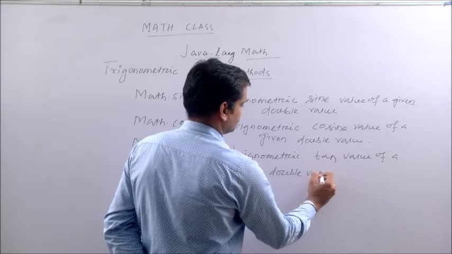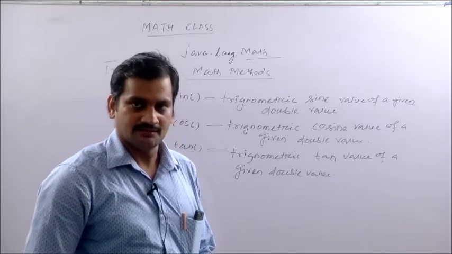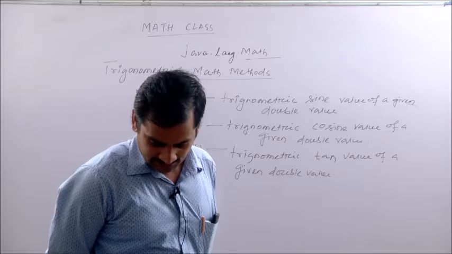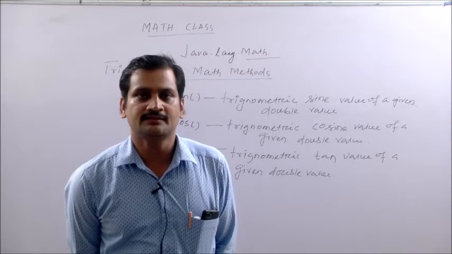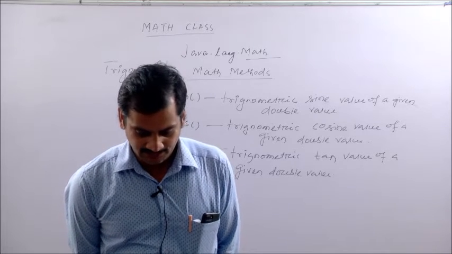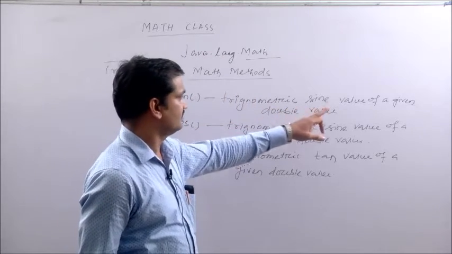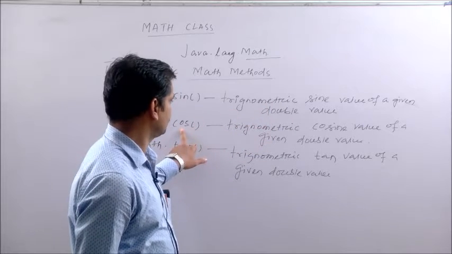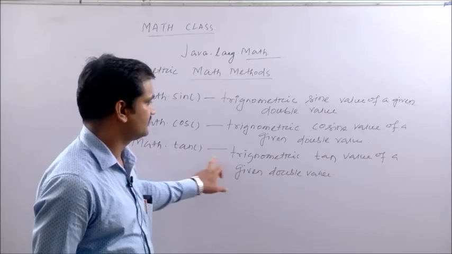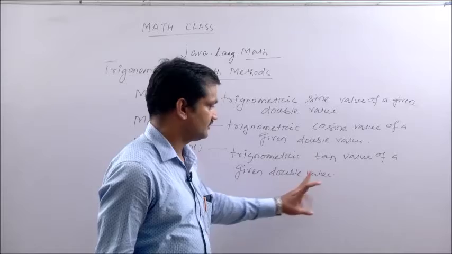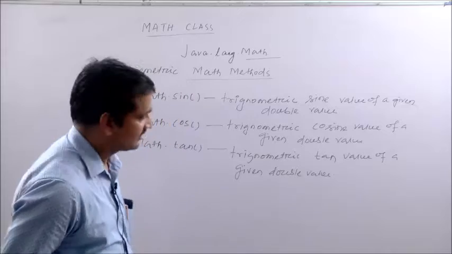double value. So all these methods take one argument or parameter, that may be integer or double, because all are mathematical methods. They take integer numbers or double numbers, decimal numbers, as argument or parameter, and perform a particular operation. The first one gives the trigonometric sine value of a given double value. The second one, cos, gives the trigonometric cosine value. And the third one, tan, gives the trigonometric tangent value of a given double value.